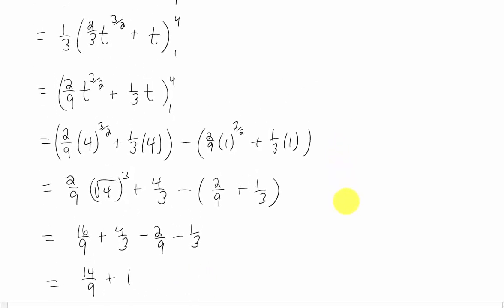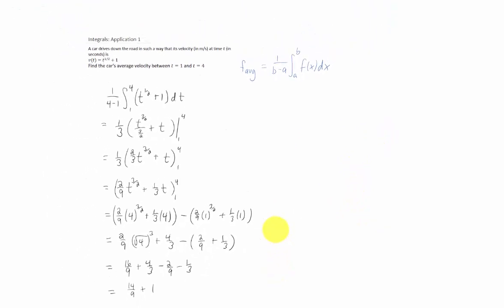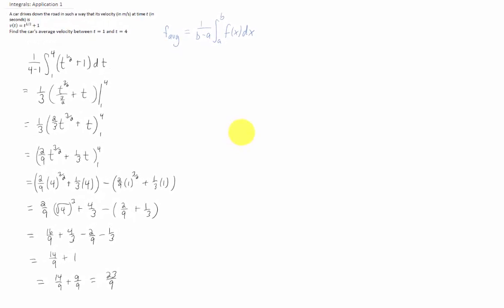And trying to remember what this problem was all about in the first place, we were trying to find a car's average velocity, and maybe 23/9 is not an answer that you would typically give somebody for that type of question. This ends up being 2.55 repeating meters per second because the problem was given in meters per second. Okay, that's the final answer on that one.